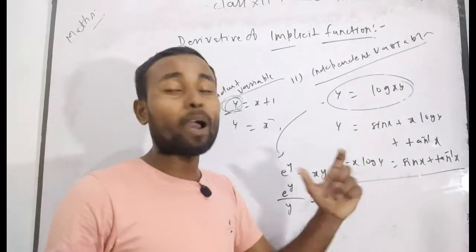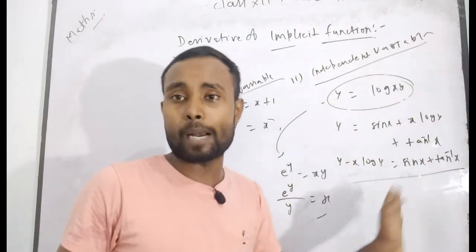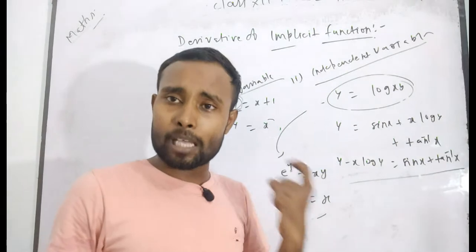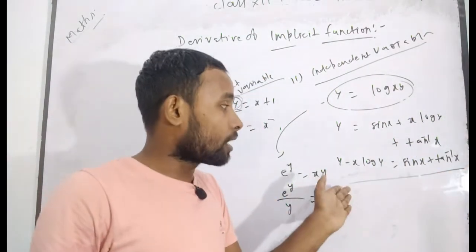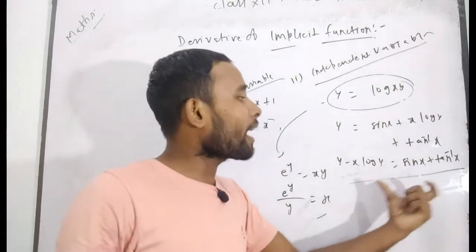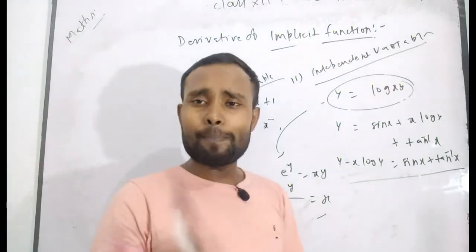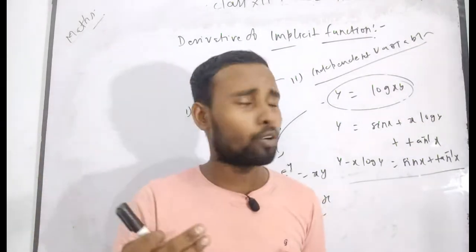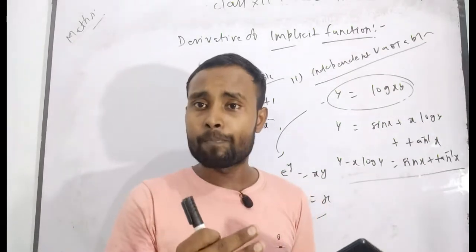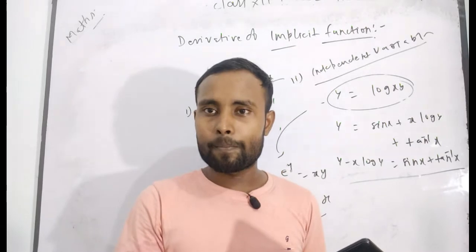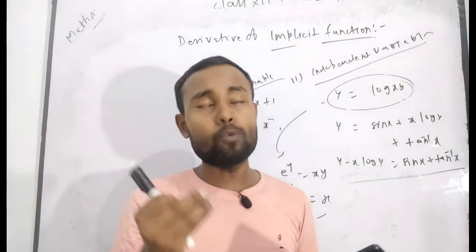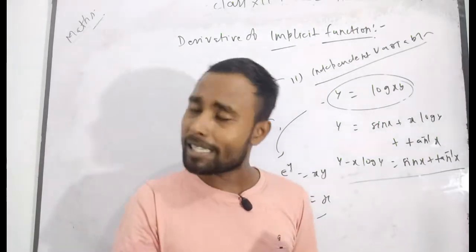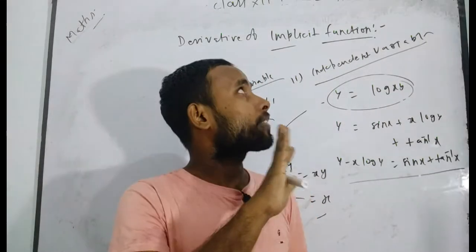Here, if you try to express the dependent variable y in terms of x, you cannot do it. Similarly, if you try to express the independent variable x in terms of y, you cannot do it. That's why it is again an implicit function. Simple logic: you have to remember that whenever you can express one variable completely in terms of the other, the function is explicit. And when you are not able to express it completely, the function is implicit.